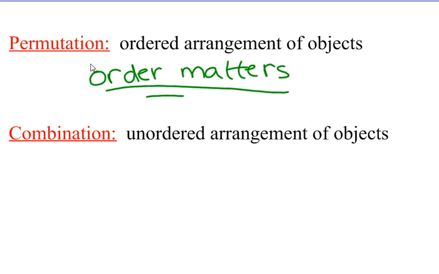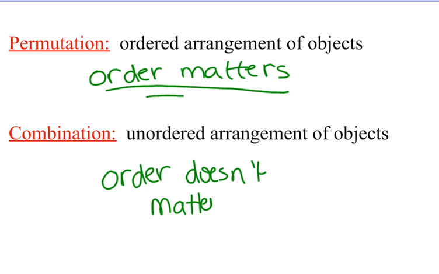In a combination, it's an unordered arrangement, so order doesn't matter. An example of where order doesn't matter would be someone saying, well, I want to have 4 kids, but I want one of each. I for sure want a boy and a girl somehow. They don't care when they get their boy or girl. They would just like to have one at some point. There's an example of where order wouldn't matter.